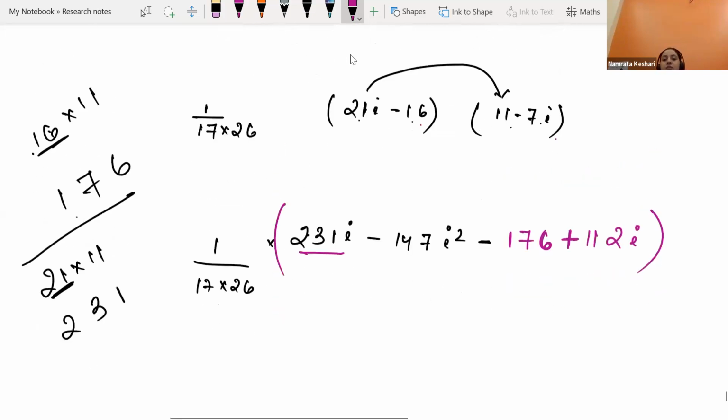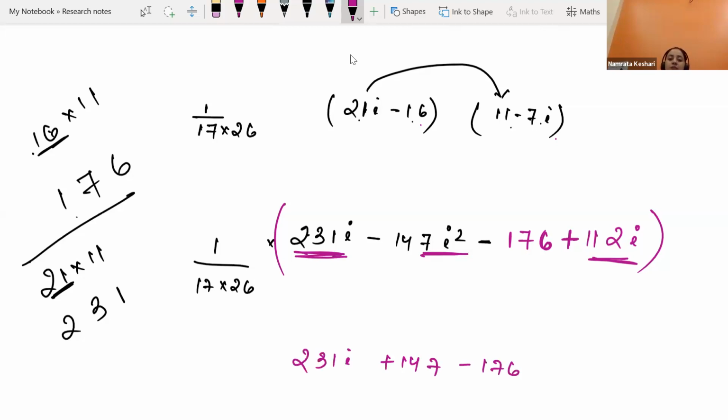Now we will just combine i with i, and i square means nothing but just minus 1. So this will be plus 147. Okay, this will be minus 176. This is just 231i, and this is 125. Please do the simplification early and tell me the final answer.